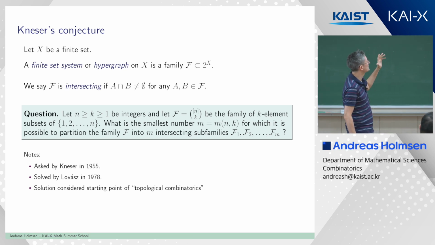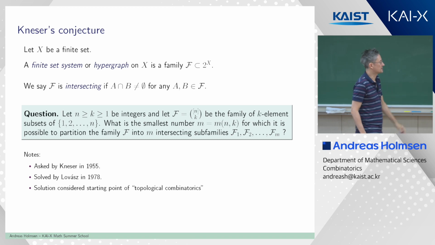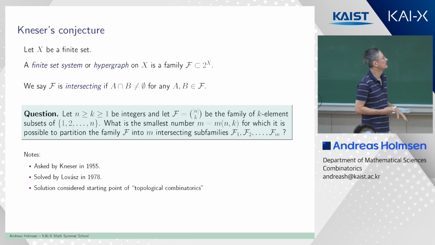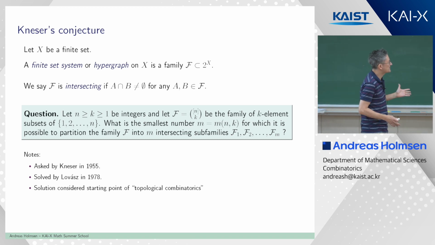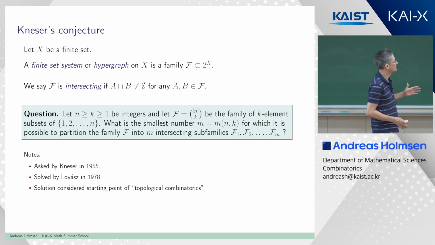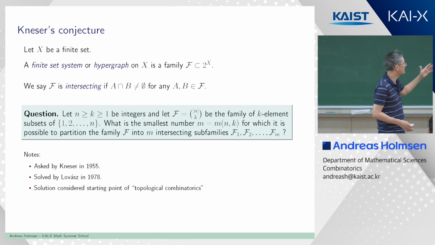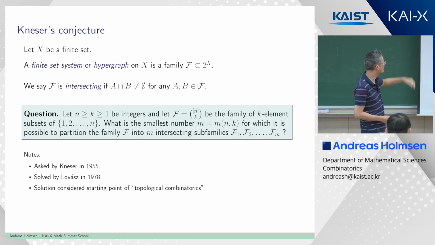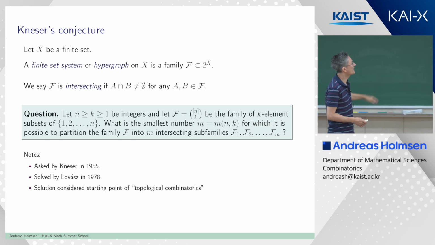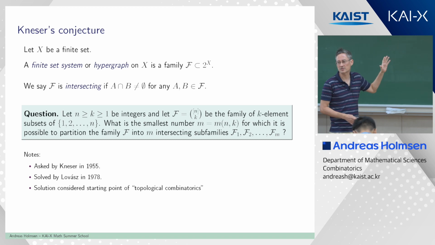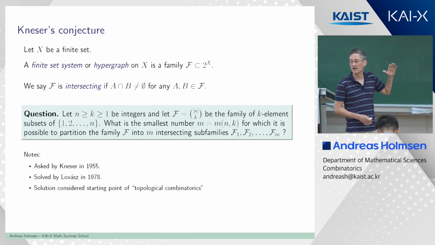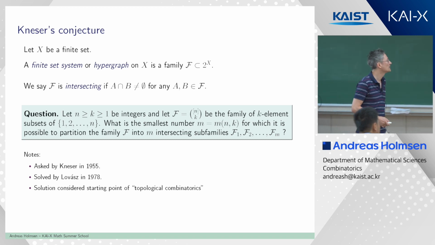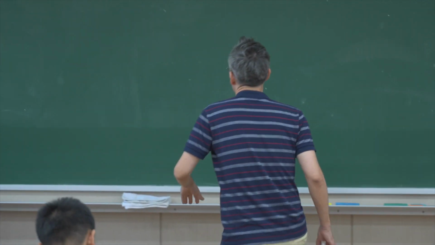So take X, a finite set, okay? And a finite set system or a hypergraph on the set X is just a family of subsets of X, okay? So a subfamily of the power set. So finite set system, that's kind of the old-fashioned word. Today they call it hypergraph, okay? So, I mean, it could be anything.